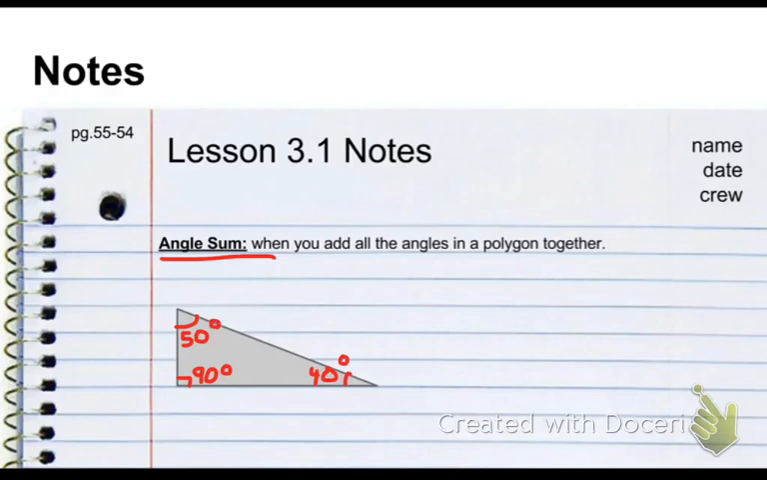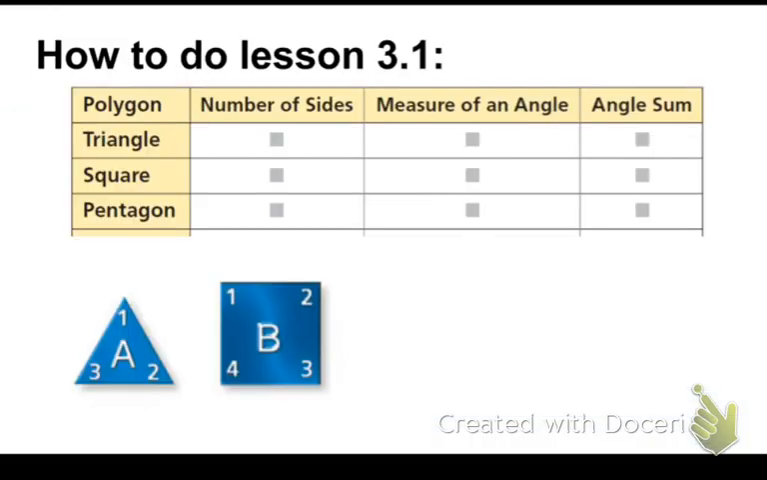But if we take all of these angles and add them together, we get 90 plus 50 plus 40. We're going to get 180 degrees. How do I know that? Well, you're going to discover that in this unit. But basically, if we take all the interior angles of a shape and add them together, we get the angle sum. And when we pay close attention to this angle sum, we learn some really interesting facts about shapes and the universe.